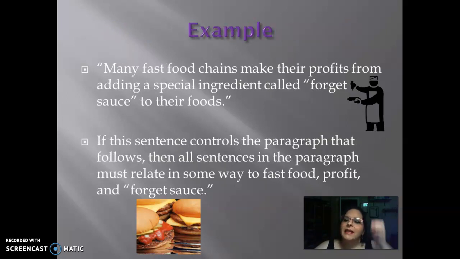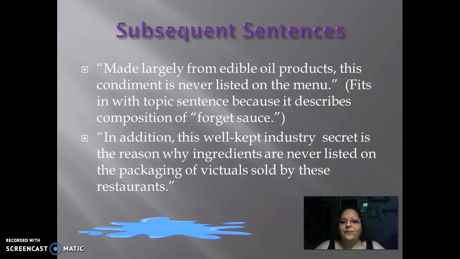Okay, so here is an example. Many fast food chains make their profits from adding a special ingredient called forget sauce to their foods. So with this example, we know within this paragraph it's probably going to talk about fast food chains, profits with fast food chains, ingredients with fast food chains, why this thing is called forget sauce, and why it would be added to their food, right? All right, so let's see what the rest of the paragraph would say.